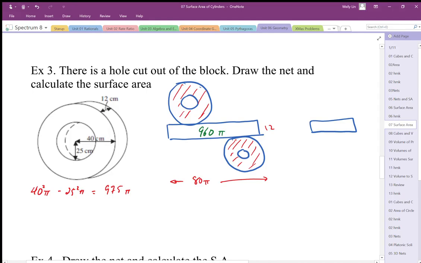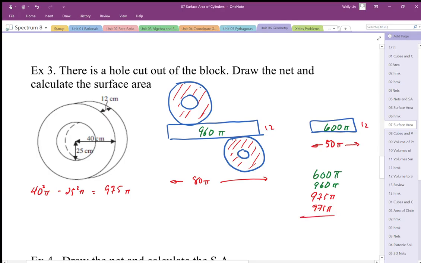Okay. So the last part is this circle here, the inside of that. The inner radius is 25, so the circumference is 50, so double the radius times pi, and that's 12 high, and that band's going to be 12 times 50 is 600 pi. So when we add up all those surfaces, I'm going to have 600 pi, 960 pi, and then I have those two, the top and bottom circular surfaces.